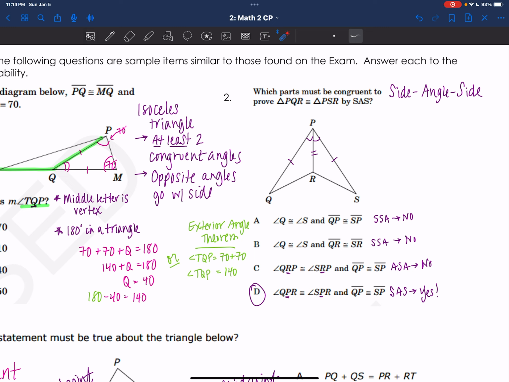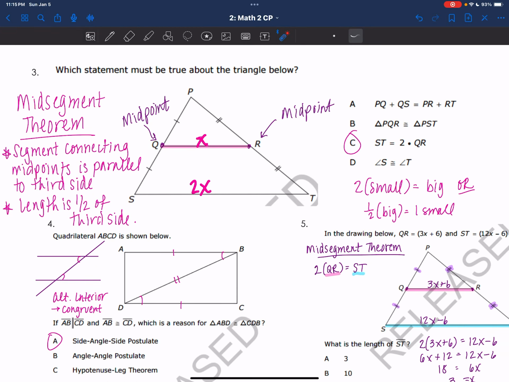And then lastly, we have QPR, which is this angle, and then we have SPR, so that's this angle. And then we have QP and SP. So we've got side, angle, and then we have the reflexive property here. So that's why that's the correct answer.